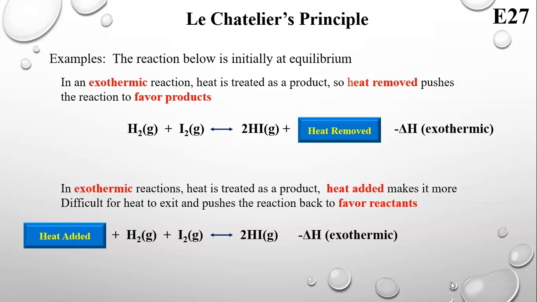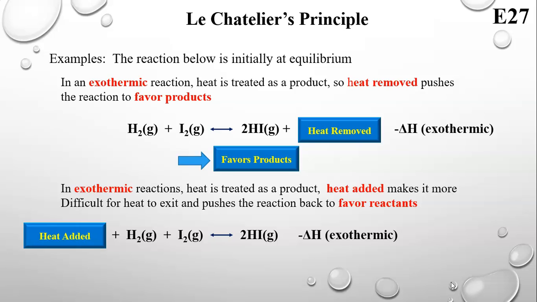So think about this. Heat is coming out. It's kind of building up. If you can remove the heat, say by putting a fan on that reaction, it's going to cause the reaction to go faster. Heat's coming out. You're removing the heat. And so it's causing the reaction to go from left to right. It's causing the reaction to favor products, to move from left to right.